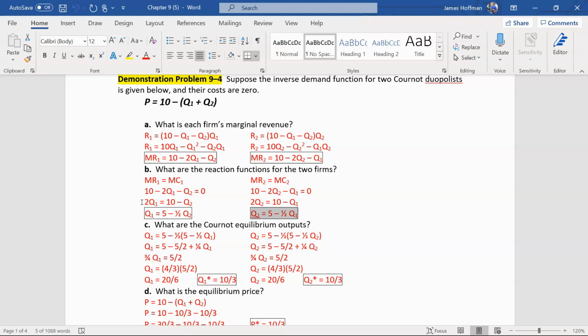Whatever firm 1 does with Q1 defines what firm 2 is going to do, and so forth. So they both have a function in which their outputs depend on each other. And so that's why you see that the only things that really determine output are the cost and the market price.